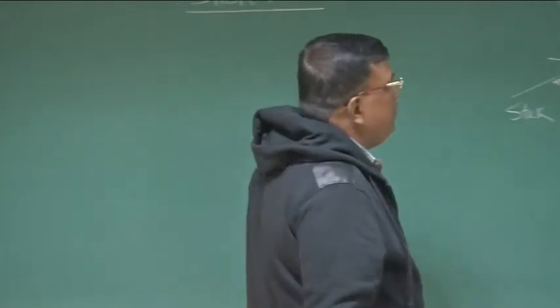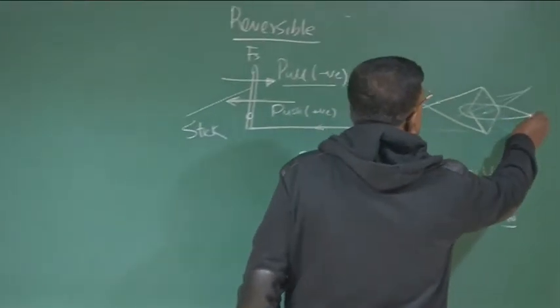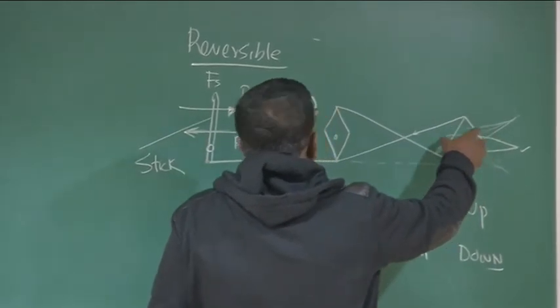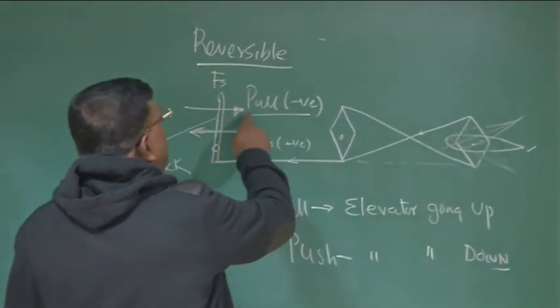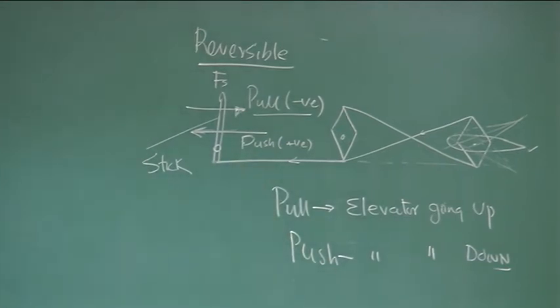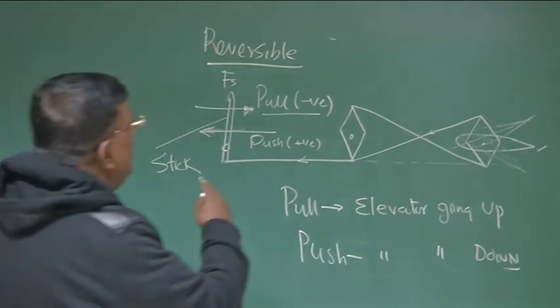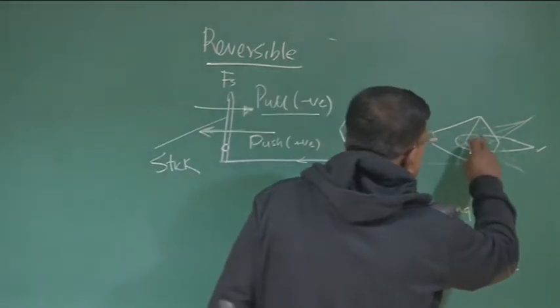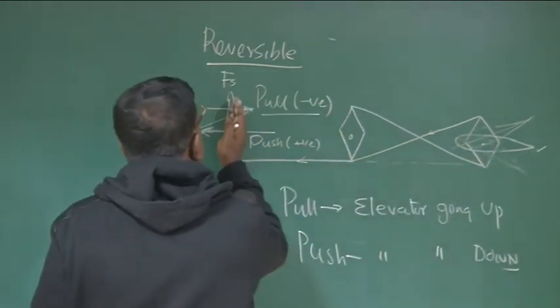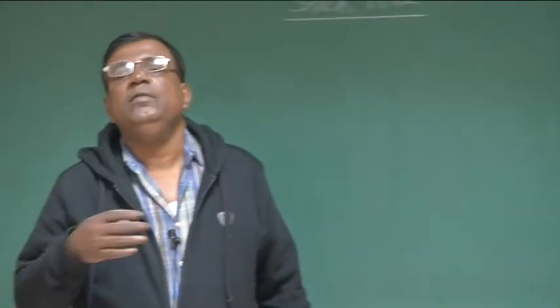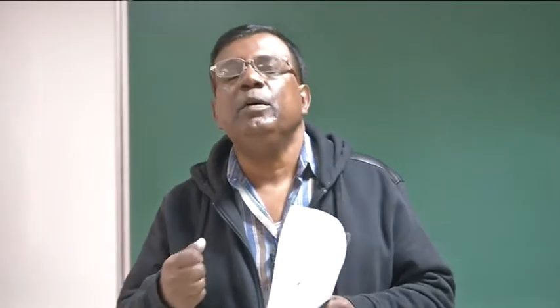In a reversible control, if I try to pull the elevator up, we'll find the stick will automatically go in a pull force. And if I want to put the elevator down like this, the stick also will move this way to generate a push force. That is why it is called reversible. That is why it is easy to give feel to the pilot.